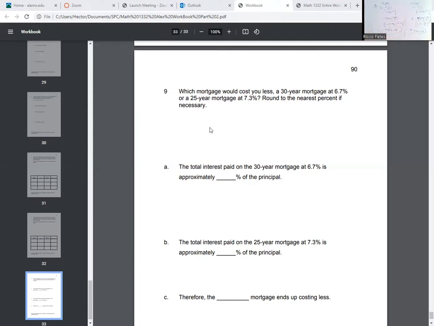Okay, so remember what we're trying to do. We're trying to figure out the total interest paid on the 30 years, at 6.7%, and what percent of the principal that is. So I first have to figure out the total amount of interest that was paid on each one, and then figure out what percent of the original principal that is. Let me stop sharing so you can see.